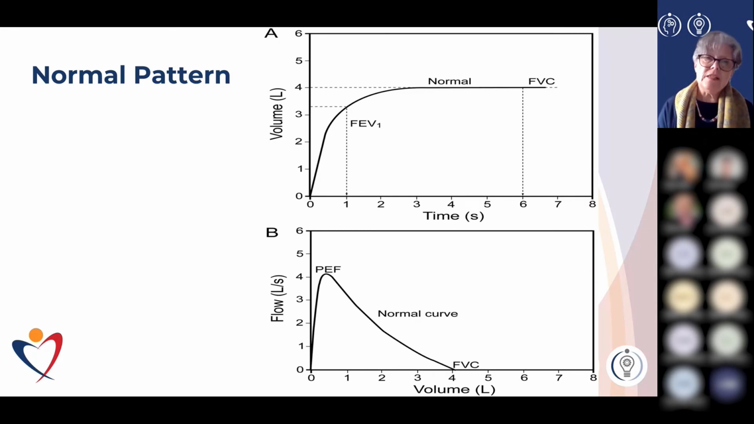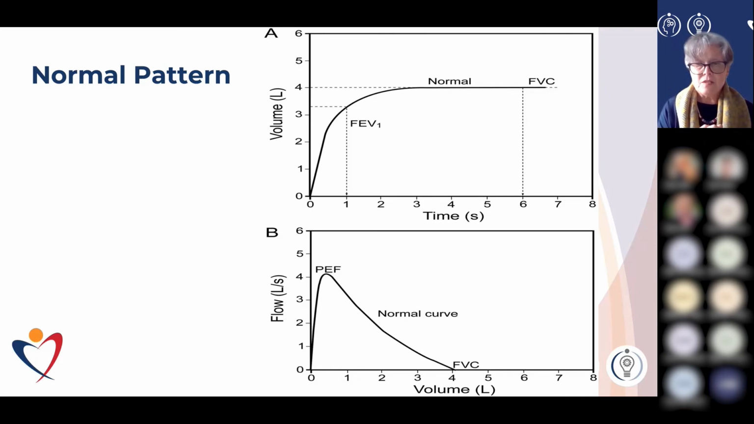So if we look at this normal pattern, then we've got two different graphs here. The top one is what we call the volume time graph. So you can see on the y-axis the volume of air that the patient is exhaling. And then on the x-axis, you can see the time it takes the patient to breathe out. And focusing on the volume time graph here, you can also see the measurement of air that came out from that forced blow after 1 second, and that's represented by the FEV1.